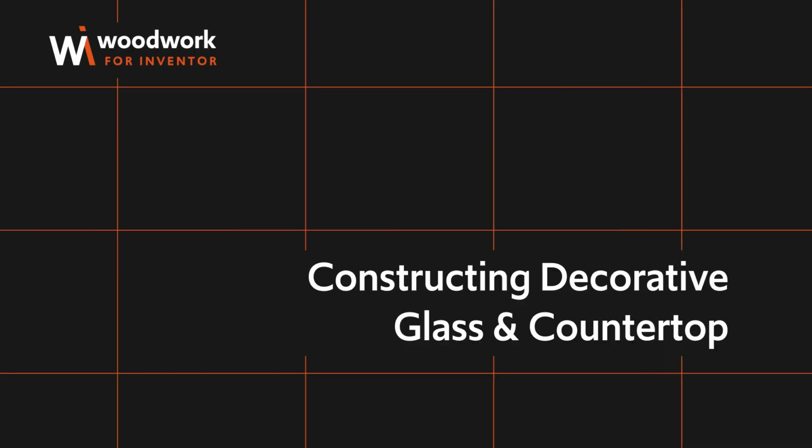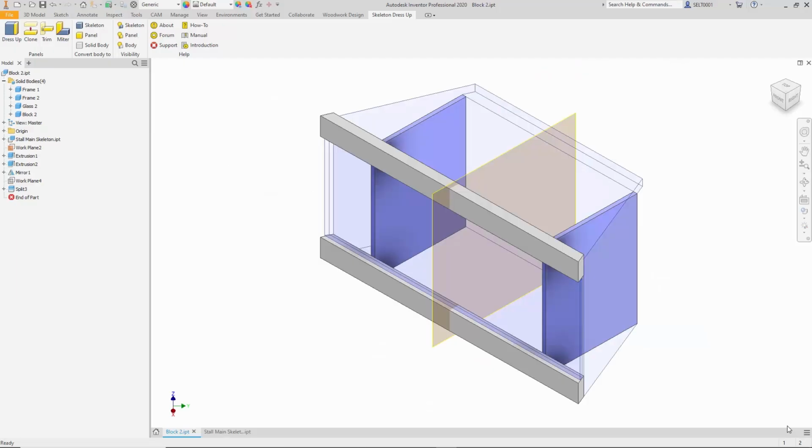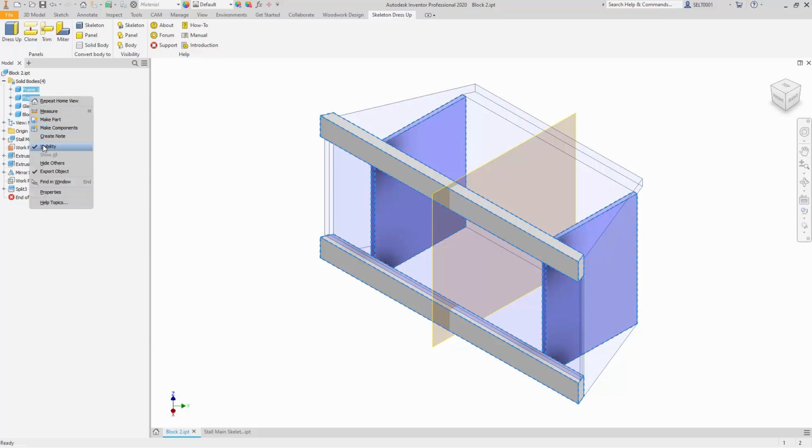Constructing decorative glass and countertop. So I will now demonstrate how these parts are constructed. At the same time, we will discuss the application of materials in our construction process. We continue our progression from where we left off, the generation of metal structures. Now let's turn off these bodies as they are no longer needed and continue our work.